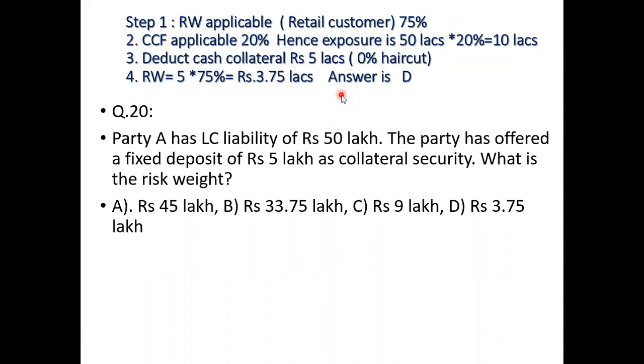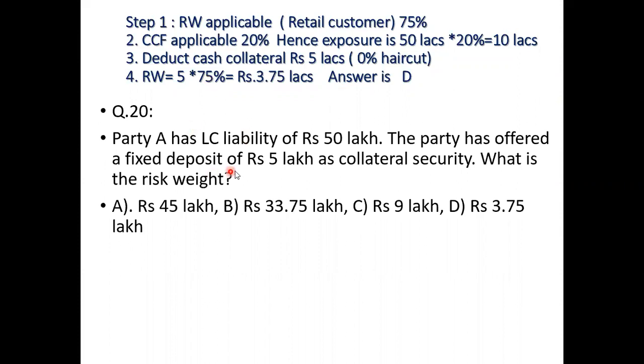Supposing it's a substandard account, how much provision you have to make? Substandard, secured means straight away 15%. Unsecured means straight away 25%. So these things you have to remember. Okay, boss, this question.